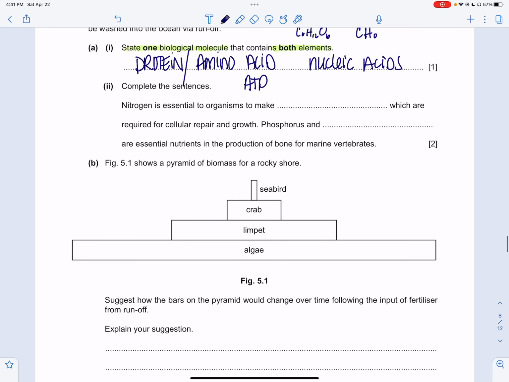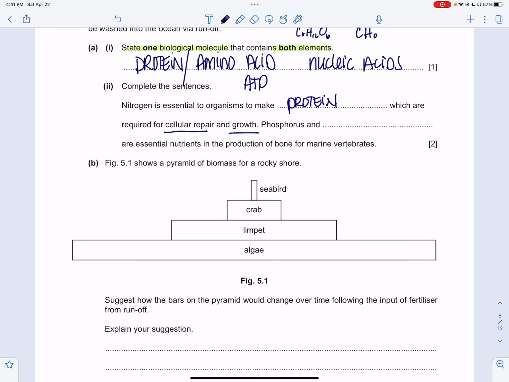All right, to complete the sentence: nitrogen is essential to organisms to make blank, and you might be like, what goes in there? Keep reading, which are required for cell repair and growth. This is for protein. Now, it would be nucleic acid if it said nitrogen is essential for organisms to make blank, which are required for cell replication, DNA. Then it could definitely be nucleic acids.